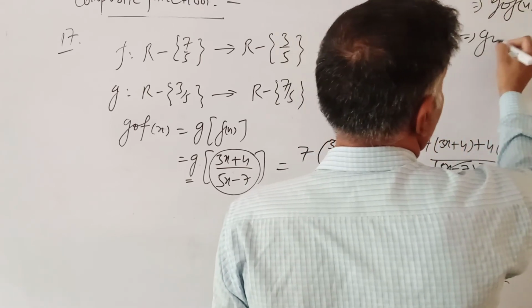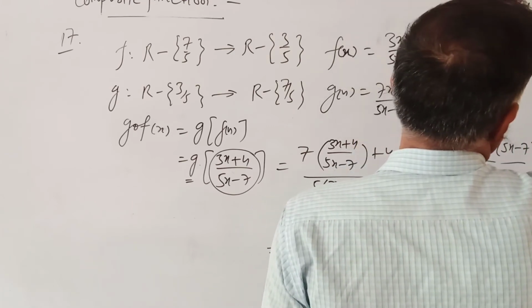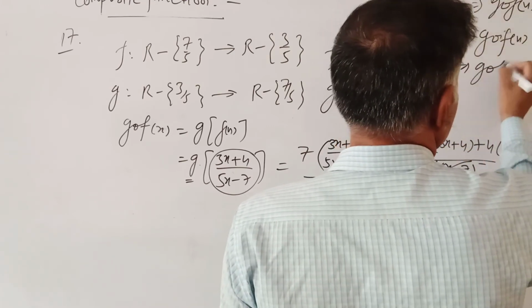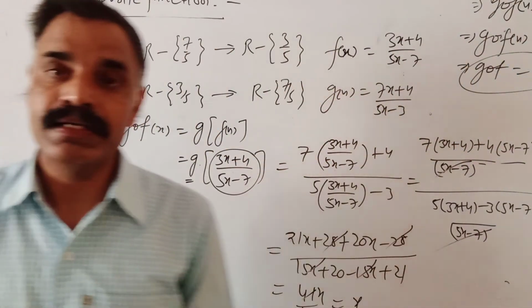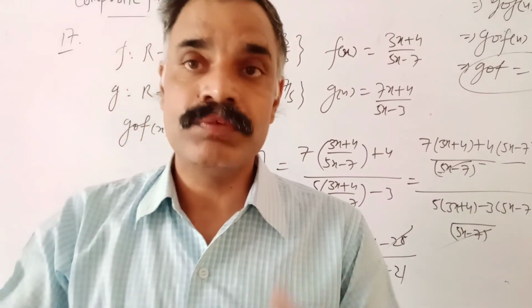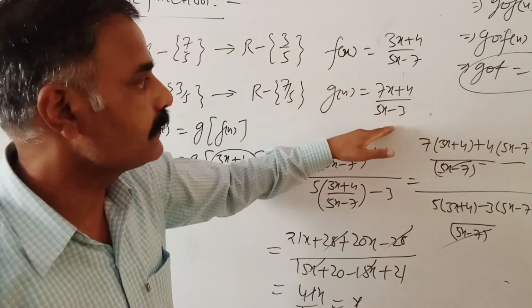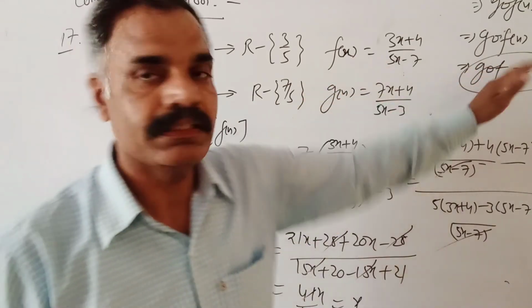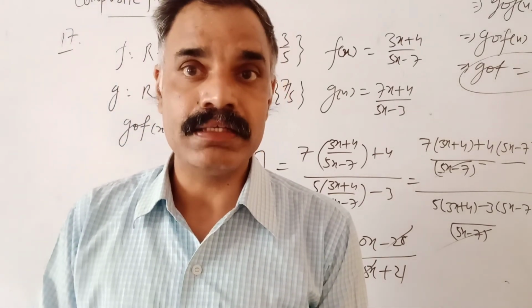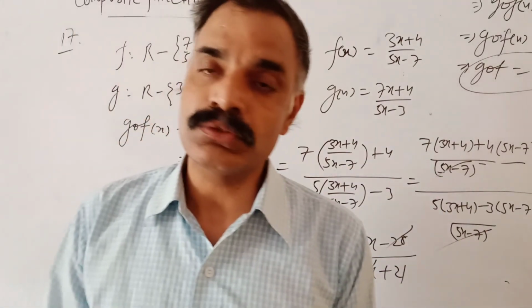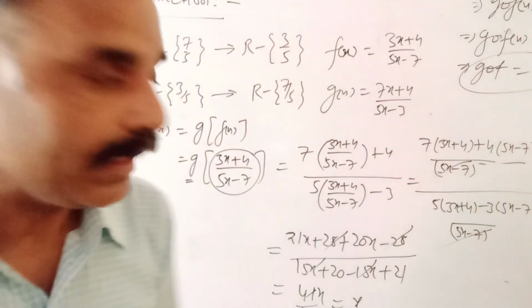So gof of x equals identity of x, meaning gof is equal to the identity function. So we have shown that if f(x) is this and g(x) is this, then gof is equal to the identity function. Now the second part of this question is to show that fog of x is also equal to the identity function.